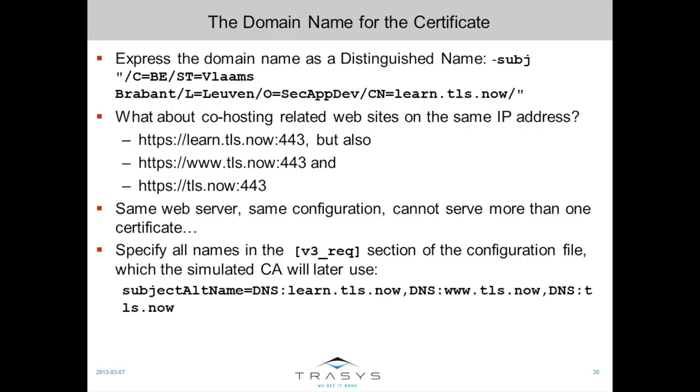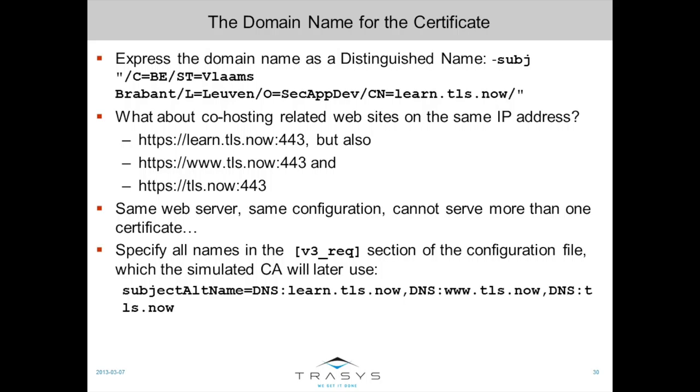We want to have that common name to be the site's name. But what if I'm making my server available under different host names? For example, not only learn.tls.now, but also www.tls.now. Maybe between those two, you could generate a certificate for star.tls.now. But what if I also want to make it available as just pure tls.now? The wildcard would not function for that.